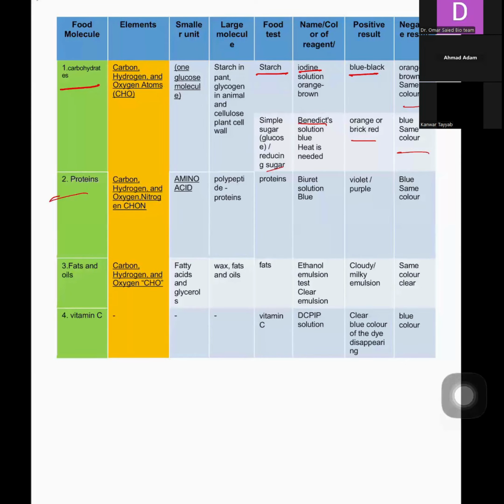For proteins, use biuret. Very important point in Benedict, I forgot to tell you: heat is needed. Please don't forget this point that you must give heat for Benedict. Heat using a water bath. Okay. For biuret, no heat is needed. A positive result gives violet or purple. A negative result gives blue. For fats, we use the ethanol emulsion test. The positive result gives a cloudy or milky emulsion. Negative stays the same.